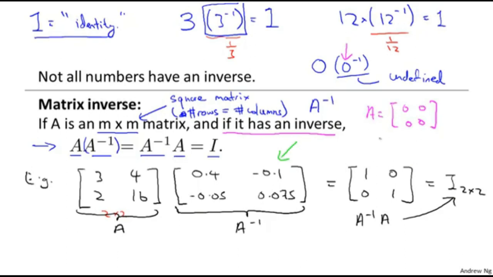There's no A inverse matrix, so that this matrix times some other matrix would give you the identity matrix if this is a matrix of all zeros. And there are a few other matrices with properties similar to this that also don't have an inverse. But in this review, I don't want to go too deeply into what it means for a matrix to have an inverse, but it turns out that for our machine learning applications, this shouldn't be an issue.